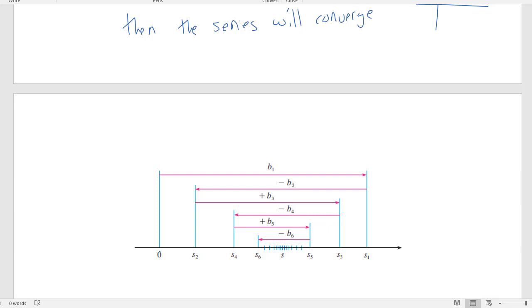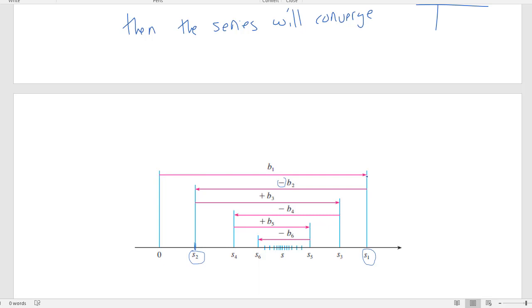Supposing the first term is positive, it doesn't really matter, but supposing it is, I'm going to add the first term and I get out here. I get to the first partial sum. Now, since they're alternating, when I add the second term, it's negative. So I'm really subtracting, and I end up somewhere back here. I know the second partial sum is positive because the first term was bigger, because they're decreasing.